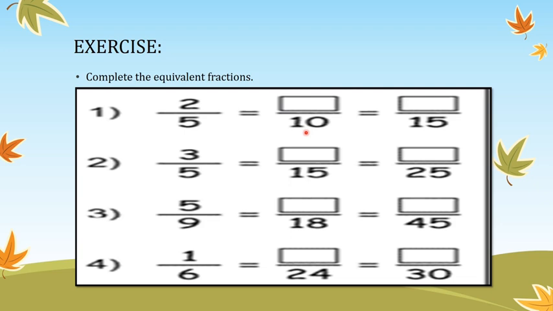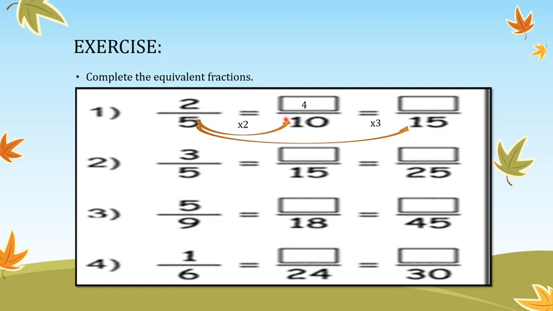So 5 ones are 5, 5 twos are 10. So if the denominator of your first fraction here is multiplied by 2, then your numerator should also be multiplied by 2. Yes, this should also be multiplied by 2, right? So what your answer will be? 4.